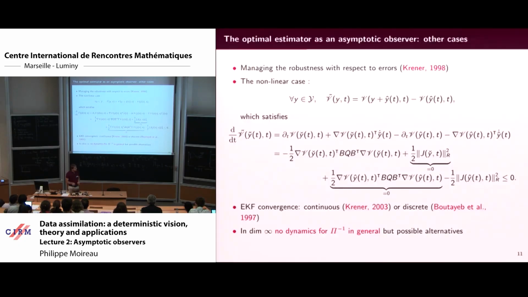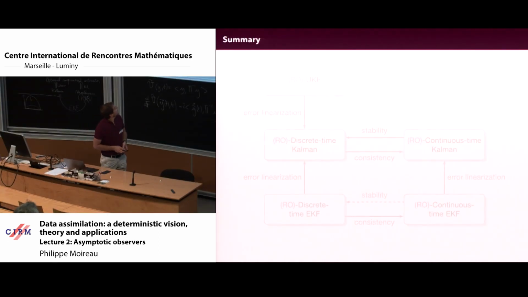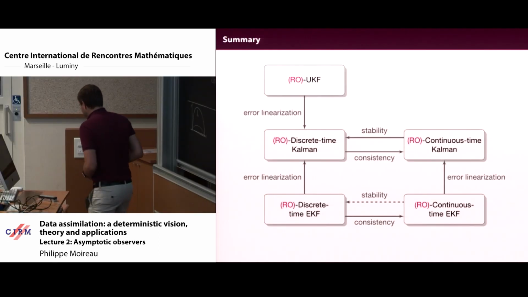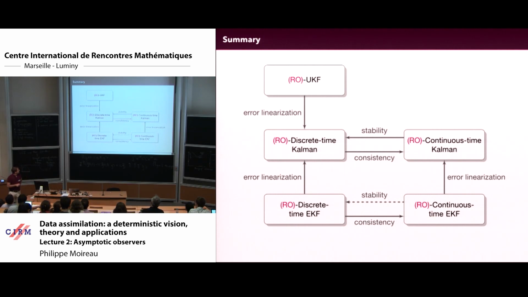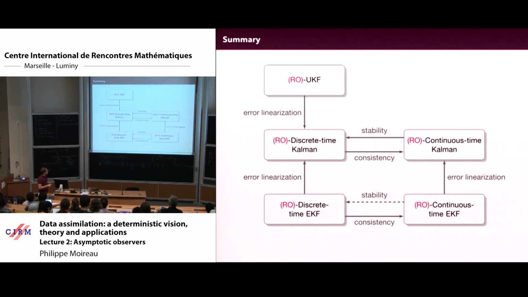Okay, so if I summarize what we know about Kalman from the asymptotic observer point of view, I use this diagram. Yesterday I talked about Kalman, and if you are in a nonlinear case and you do error linearization, then you can prove that extended Kalman can work.